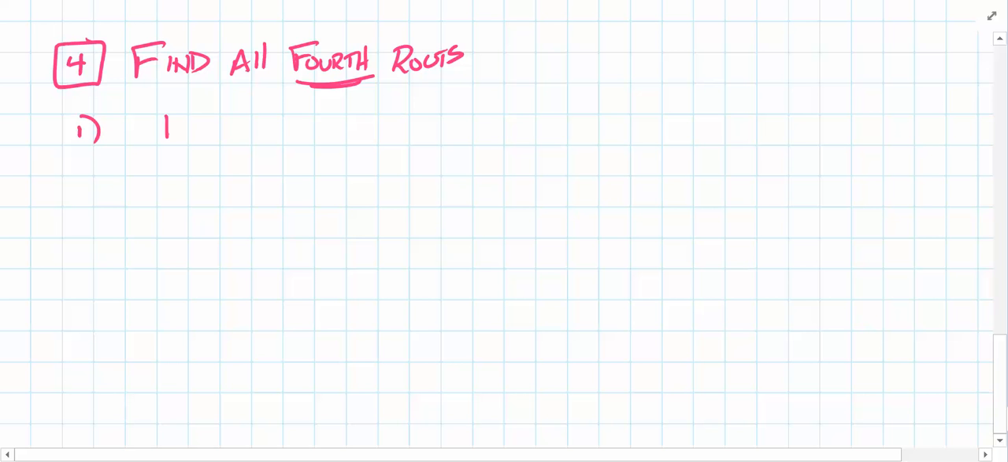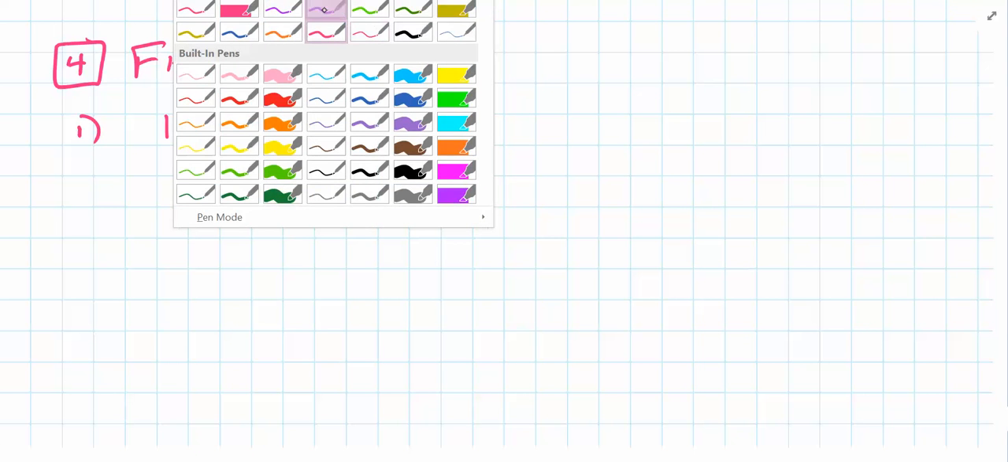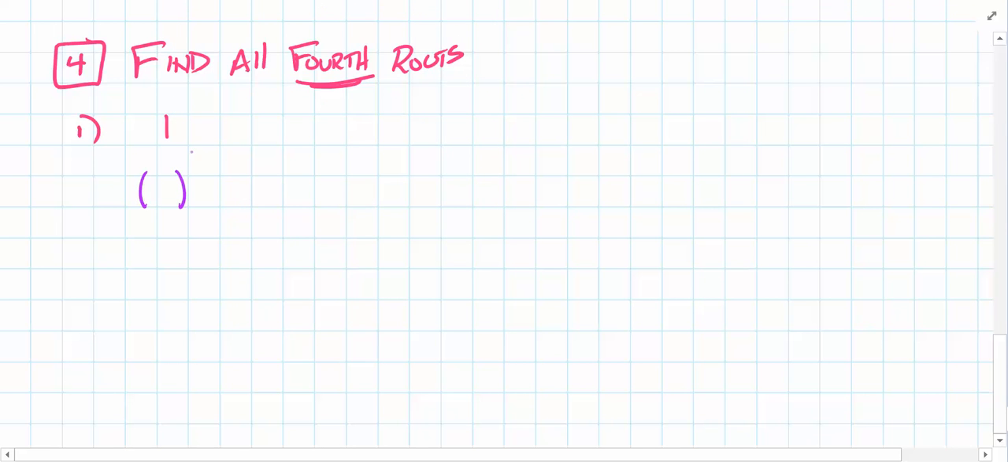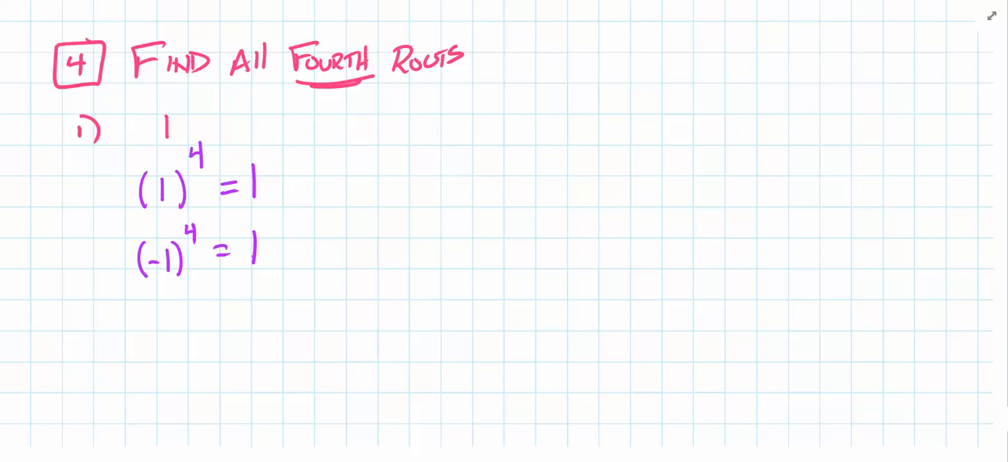So what am I looking for here? I'm looking for a number that when I raise it to the fourth power, I would get back the number 1. Anybody got an answer? Yeah, 1 would work, but what else would work? Negative 1 to the fourth would also work because negative 1 to the fourth power gives me back 1. So there are 2 real fourth roots of the number 1, namely 1 and negative 1. Is everyone okay with that part? Okay, good.